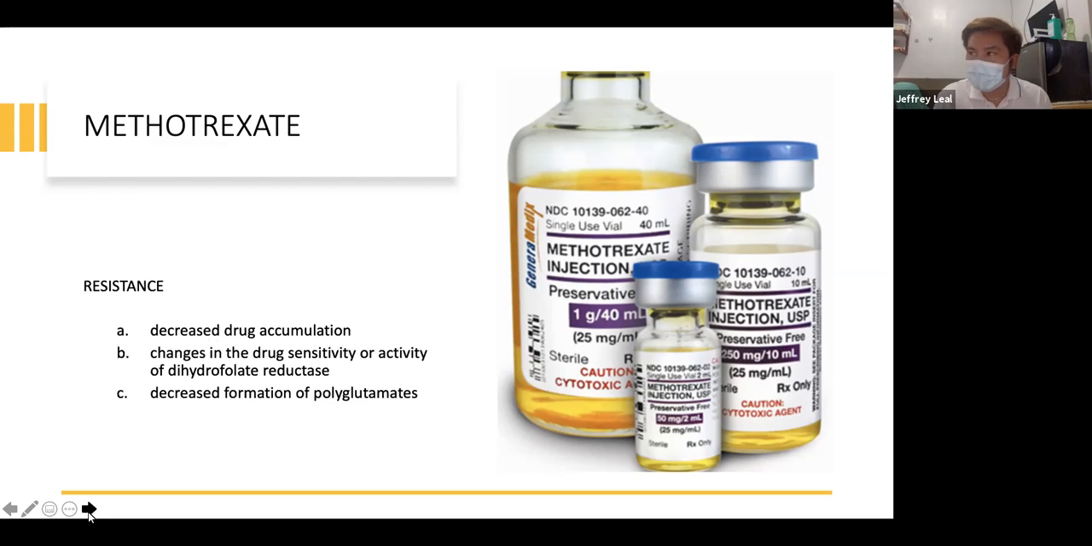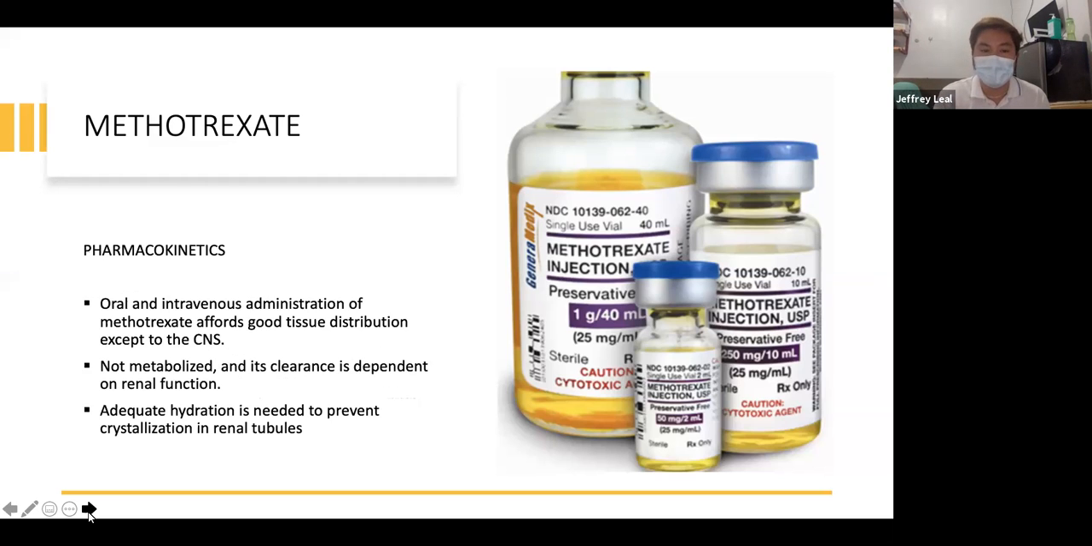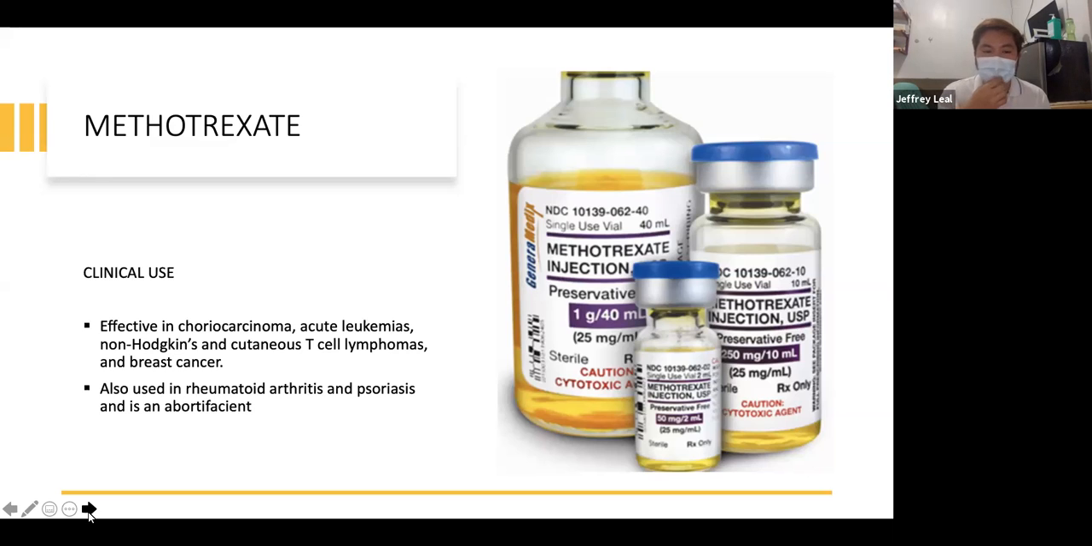Okay? Pero nagkakaroon din ng resistance ng cancer cells to your methotrexate because of the decreased drug accumulation, changes in the drug sensitivity or activity of your dihydrofolate reductase, and also decreased formation of your polyglutamates. Okay? Methotrexate is effective in choriocarcinoma, in acute leukemias, non-Hodgkin's and cutaneous T-cell lymphomas, and even breast cancers. They are also used for rheumatoid arthritis and psoriasis, and methotrexate is an abortifacient cancer drug.